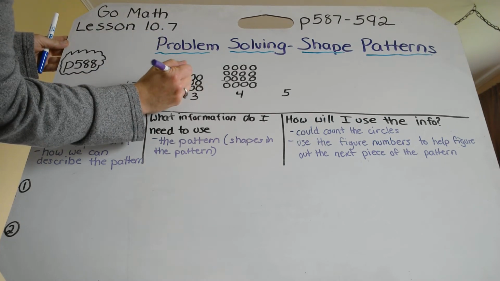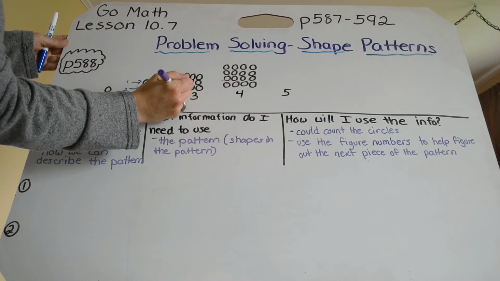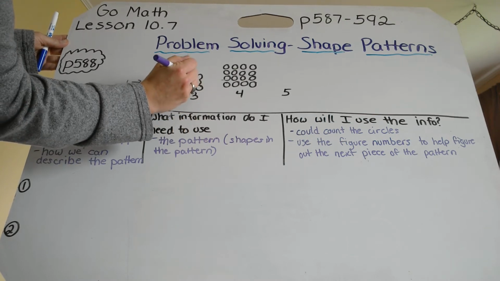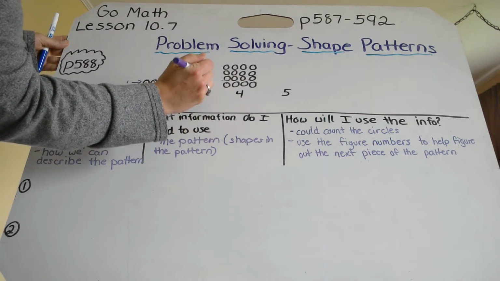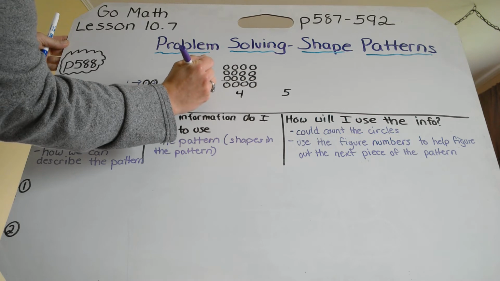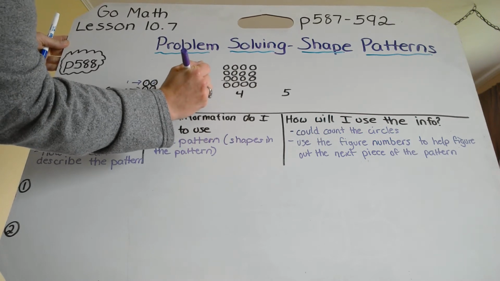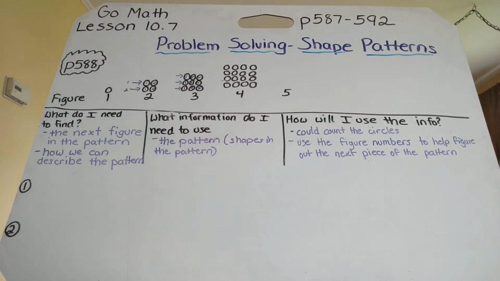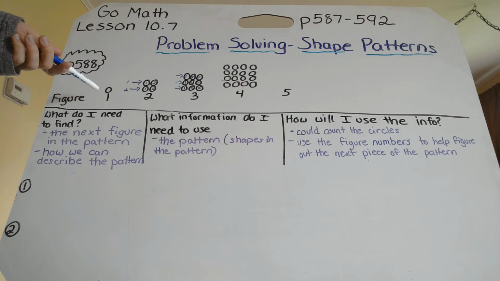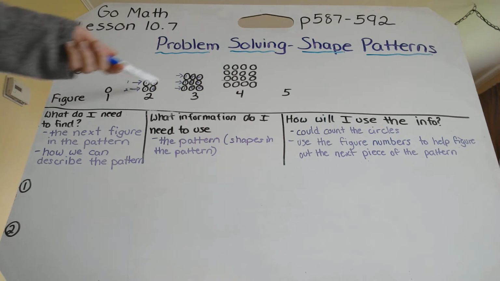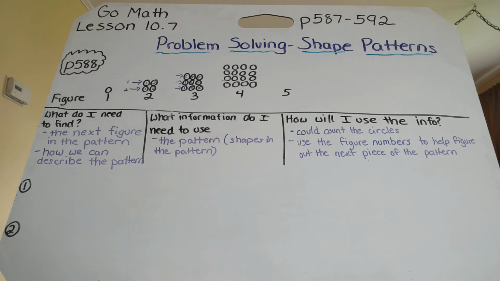Yep. So here's 1 row, 2 rows, 3 rows. Here's 1, 2, 3 circles. 1, 2, 3 circles. So figure 3 has 3 rows, 3 circles. Figure 1, 1 row, 1 circle. Figure 2, 2 rows, 2 circles. Figure 3, 3 rows, 3 circles.